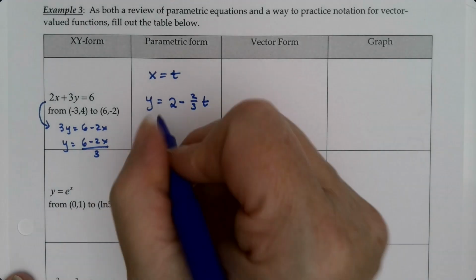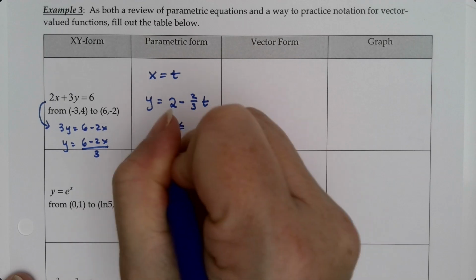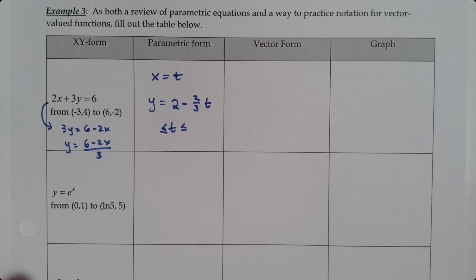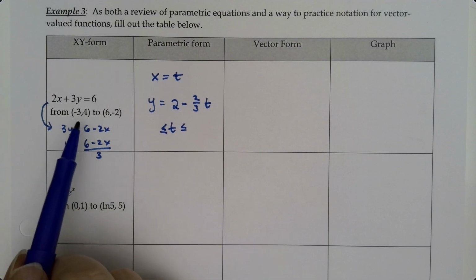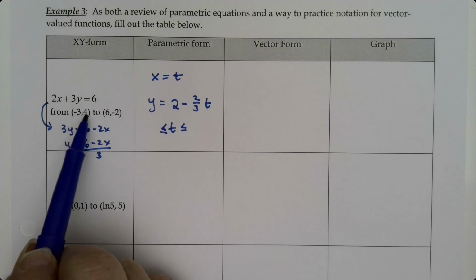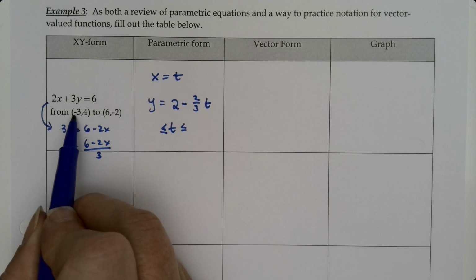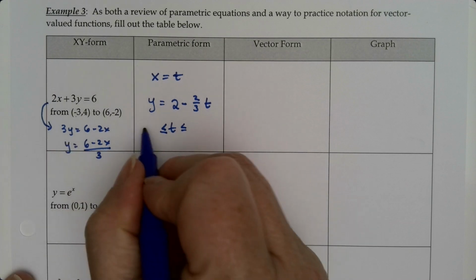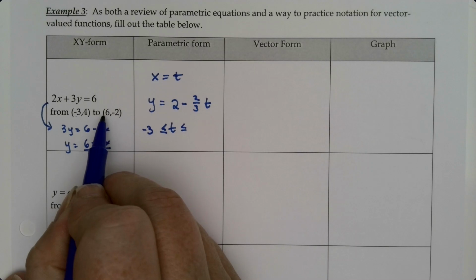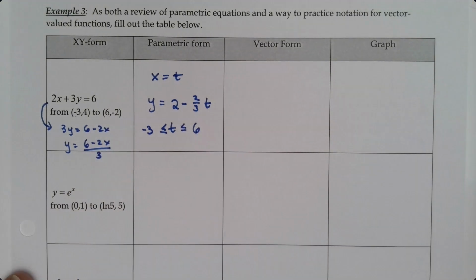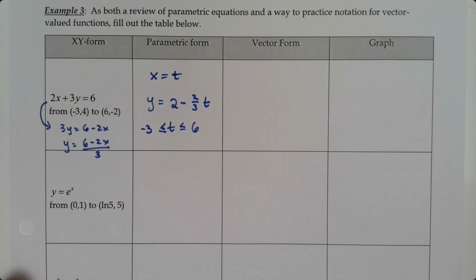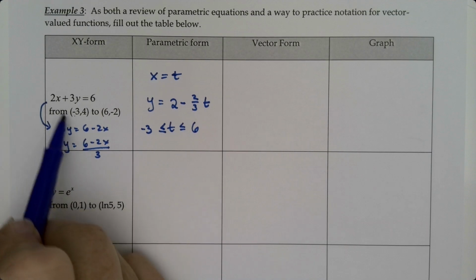All right, now where's t restricted from? Because part of parametric functions means you have to have a restriction for your domain, or you have to state that there is no restriction. So we're going from (-3, 4). So if x is t, that means that we're going from negative 3 to positive 6. So there would be the parametric form of this line segment. Let's face it, it's a line segment.